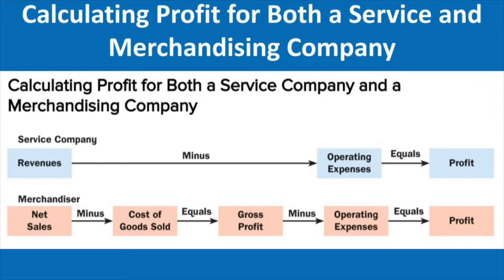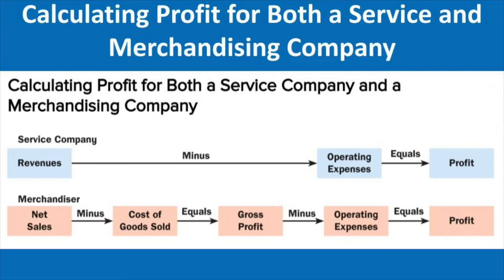So here, from an accounting point of view, then, is the flow chart for two different types of companies. A service company, which doesn't sell any hard items, or a merchandise company, which sells hard, tangible items. The service company is quite easy. Revenue minus operating expenses equals profit. It's pretty straightforward. So the company generates revenue from its activities, services, and the like, subtracts the expenses from that, and voila, you have profit.